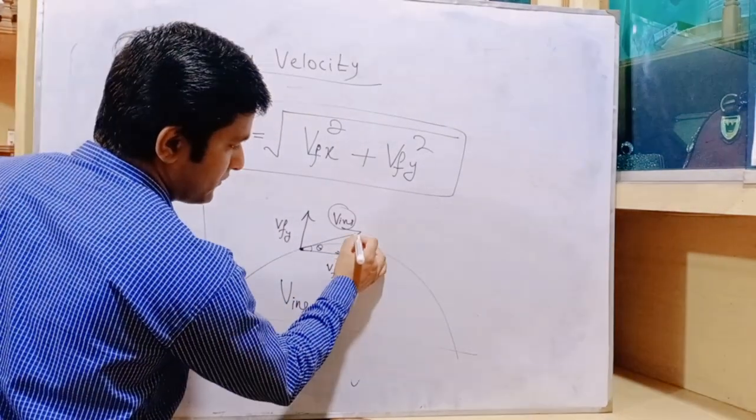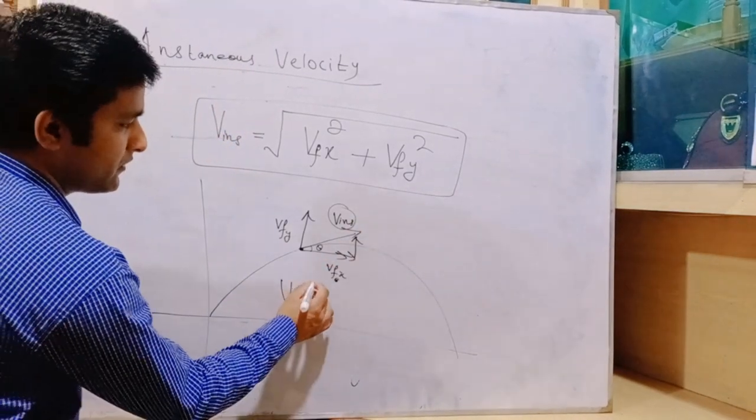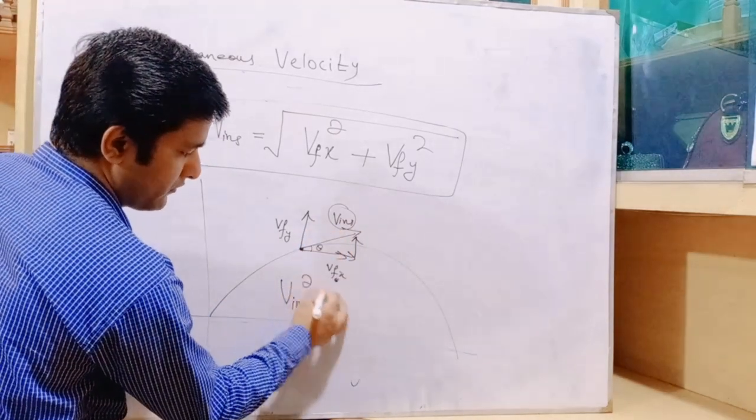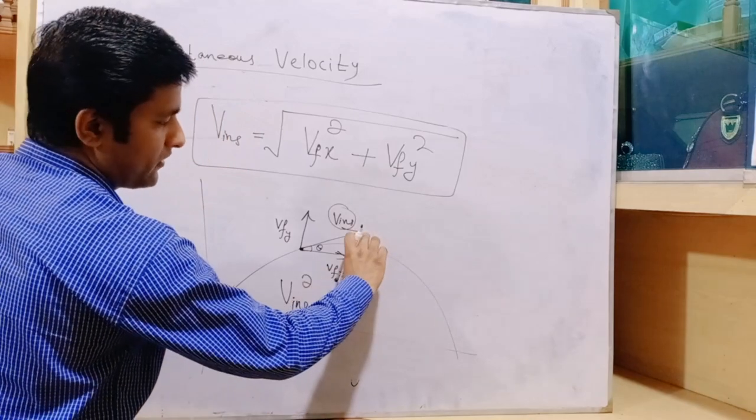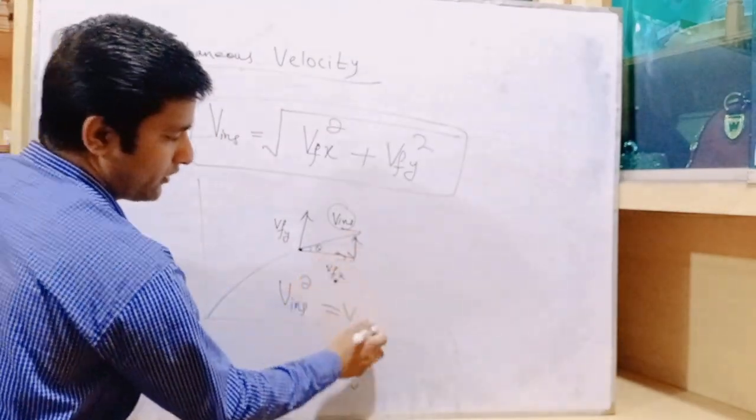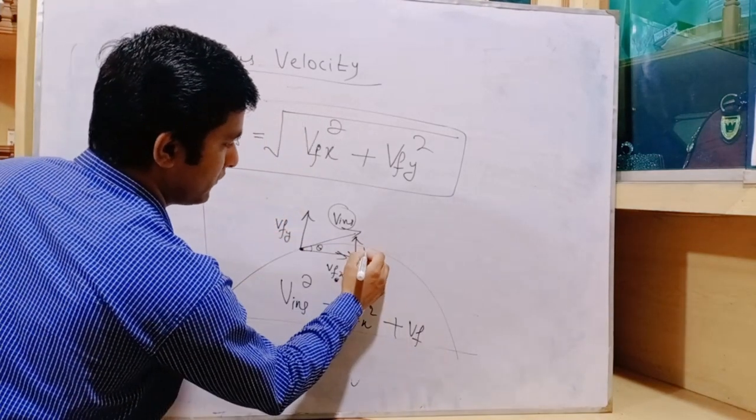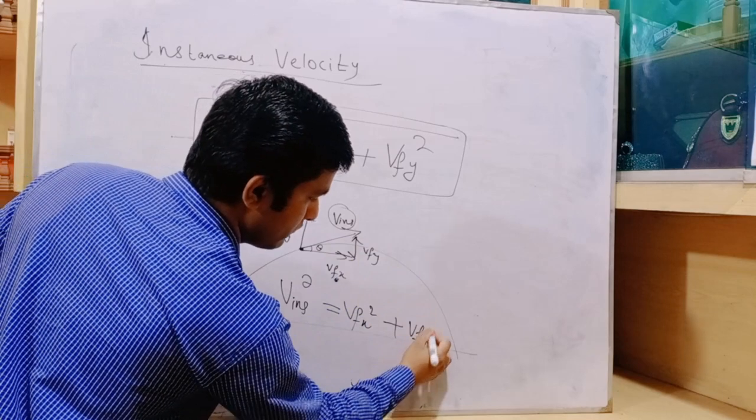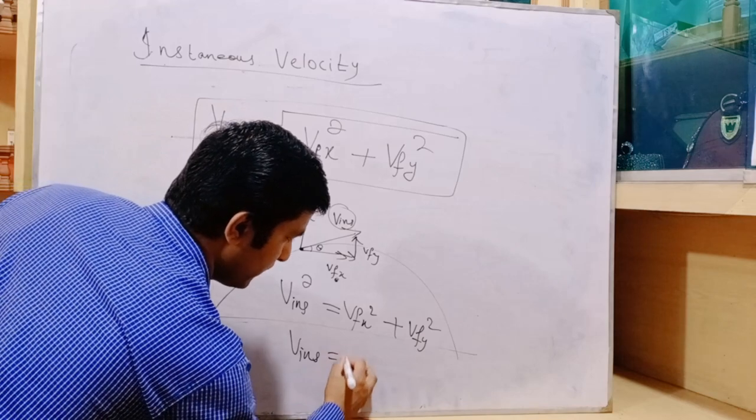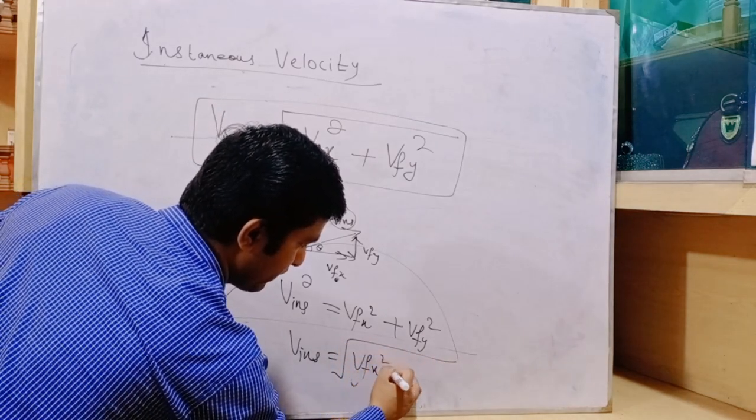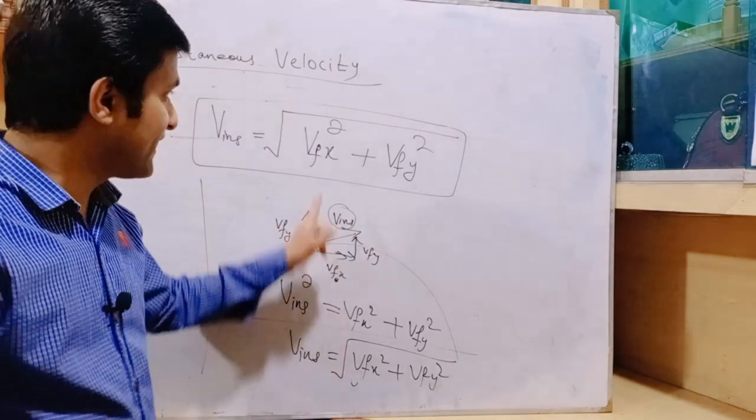How can we do that? We can use the Pythagoras theorem. So this is the hypotenuse here, and this will be the X component, this is the Y component, this is basically base and perpendicular, base square plus perpendicular square. These two are equal. So this will be V instantaneous is equal to under root VFX square plus VFY square. So this is how we get this expression.